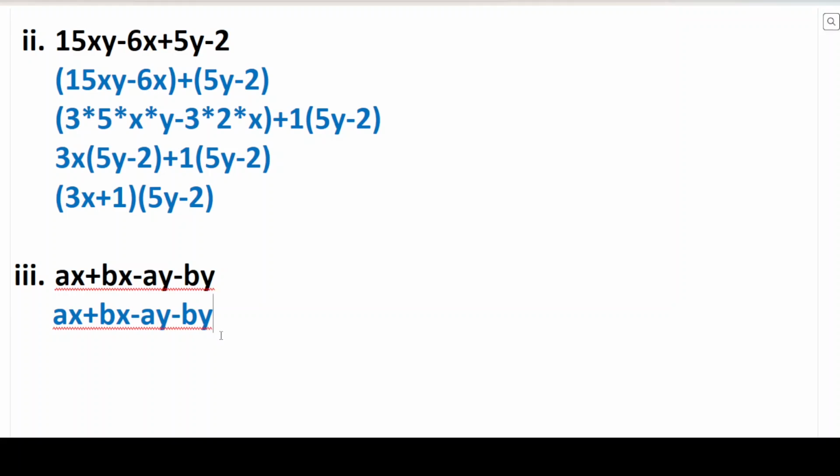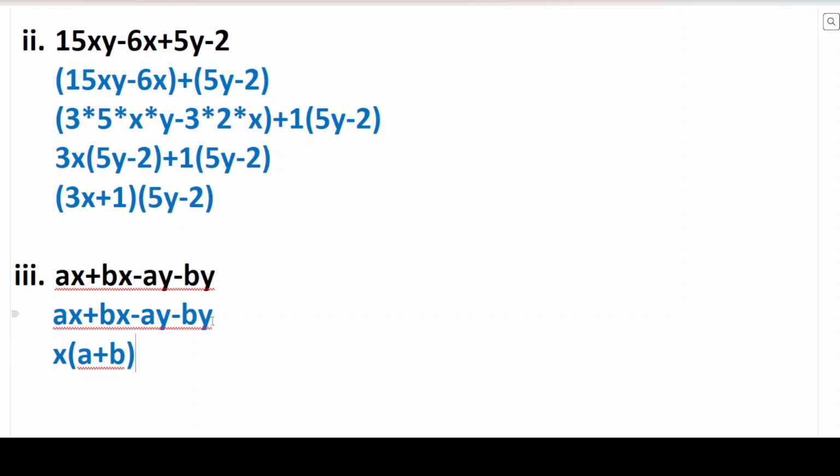After grouping the terms, we have to find the common factor. What is the common factor in ax plus bx? x is the common factor. Take the x out from here. We can write it as x into (a plus b). Now minus ay minus by. What is the common factor here?